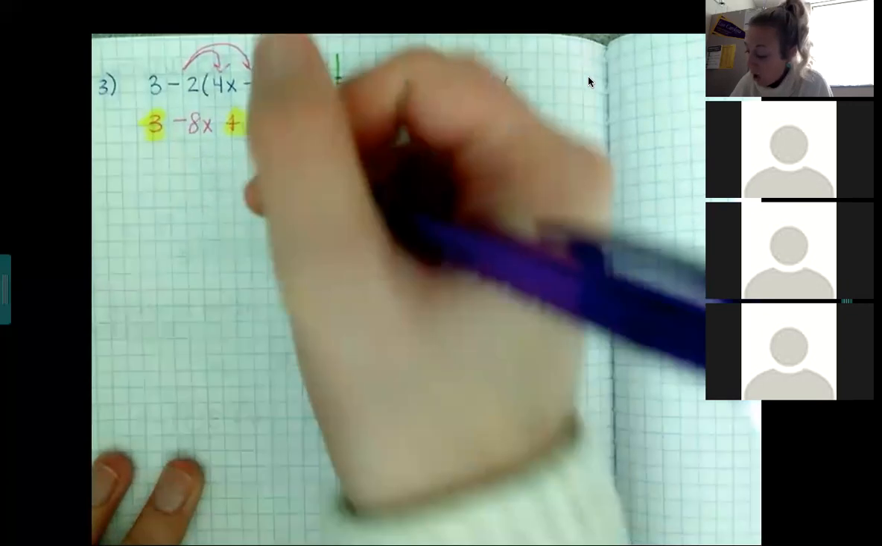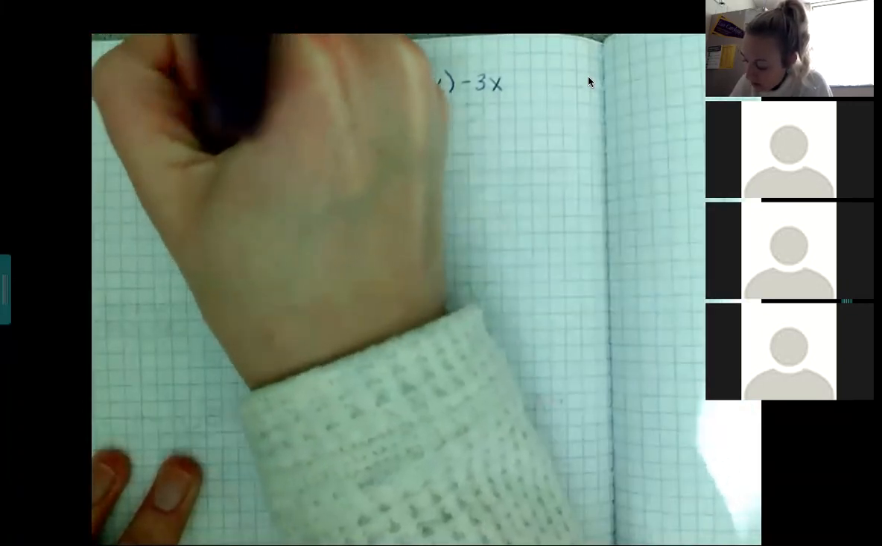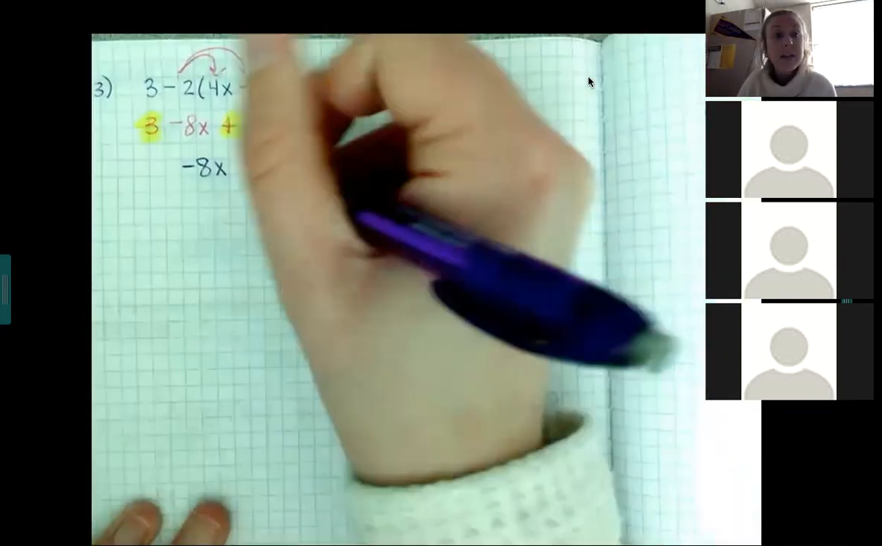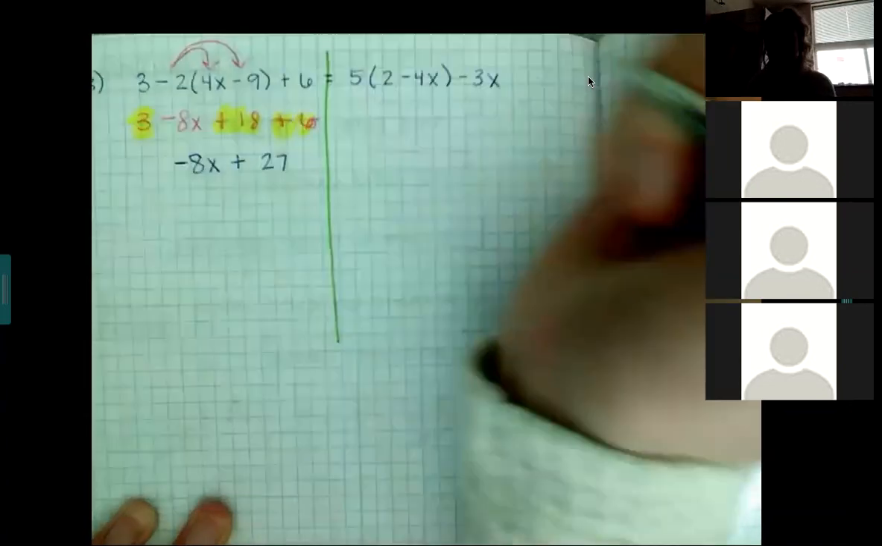So everybody look, we're going to have negative 8x, and then all of these are positive. So it's going to be plus 27.